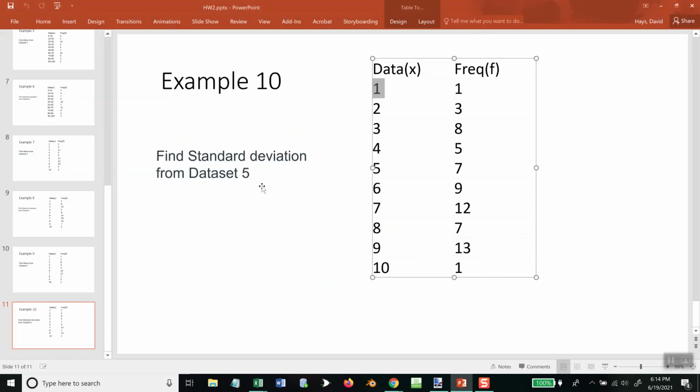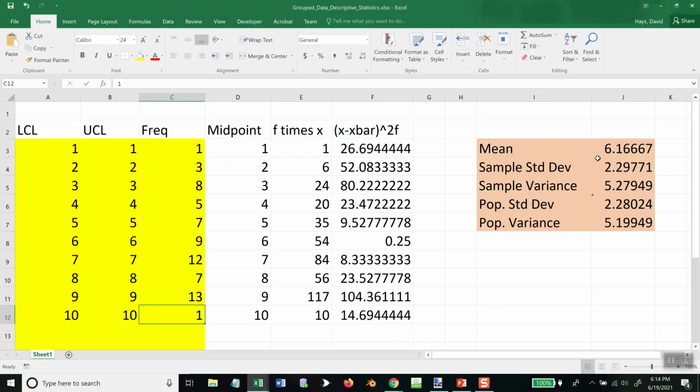Okay, and this is asking for standard deviation. That's sample standard deviation. And unless they specifically say population, you go with sample standard deviation. So my answer is 2.29771, rounded to the appropriate decimal place.